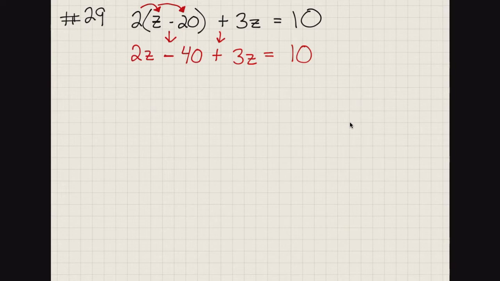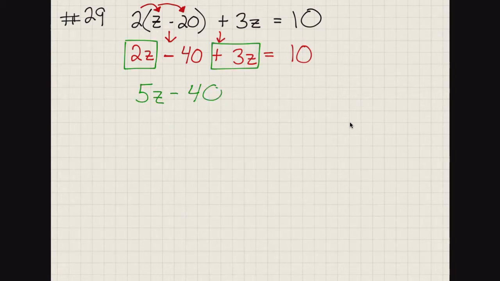Yeah. Simplify. I have to simplify it by adding 2z and 3z. Okay, I've got to add 2z, so I'm going to put a square around it, and a plus 3z. So I'm going to have 5z minus 40 equals 10. All right, what's the first thing I'm going to do here?